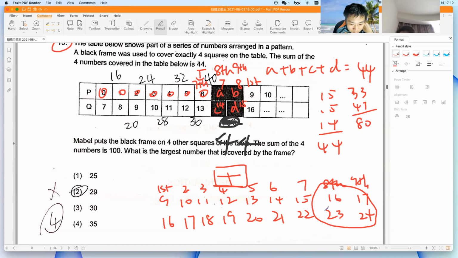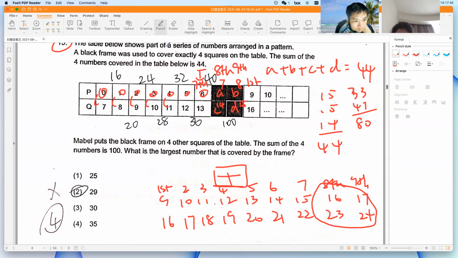Is this the pattern, by the way? What do you think? Is this the pattern? Yep, it's always 7. Yeah, I mean the difference. So the difference is always 7. But the thing they cover, right? So what I can get is what's the largest number that is covered by the frame.